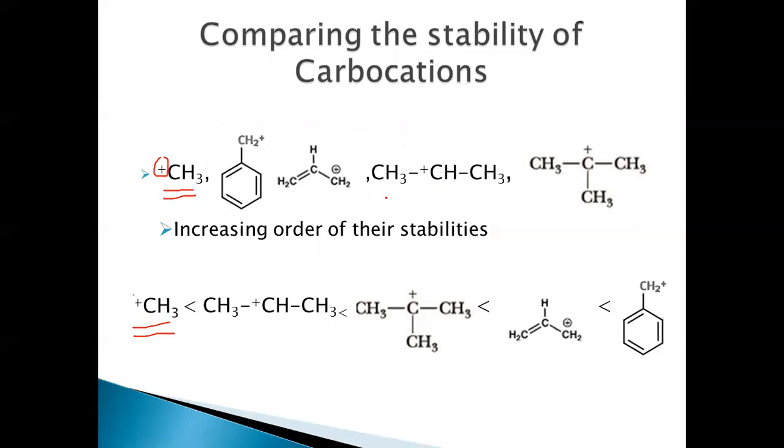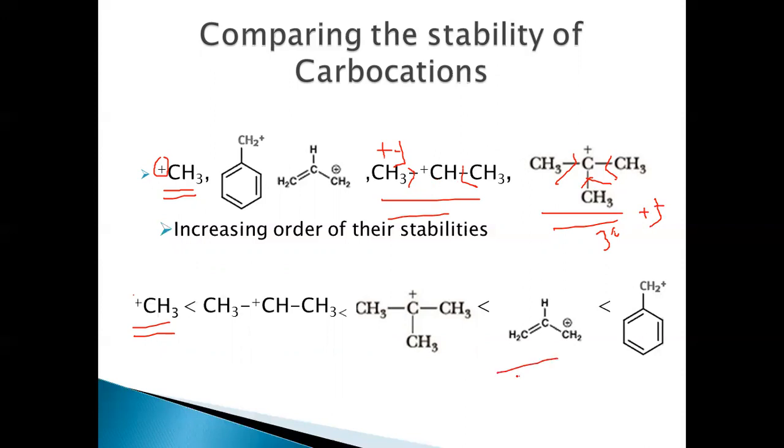And then comes a secondary carbocation, where there are two groups sharing the positive charge by means of plus I effect. So this comes second in the order. Then comes the tertiary carbocation, where the positive charge is shared by three groups, three plus I effect groups. So this comes third in the order.